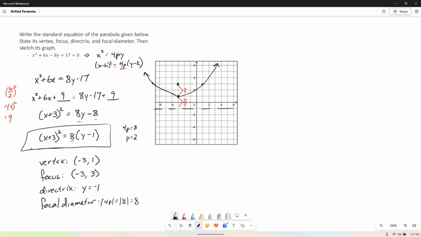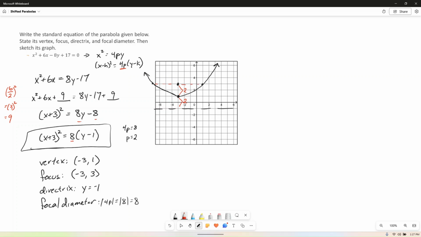Okay. So again, it should open upwards, and it should pass through the vertex at (-3, 1). Its focus is at (-3, 3). The directrix is at y equals -1. And it's 8 units wide through that focal diameter. So through here, that is 8 units wide.